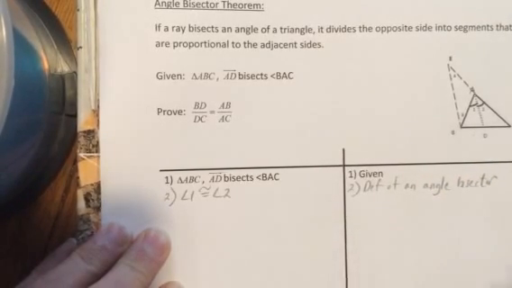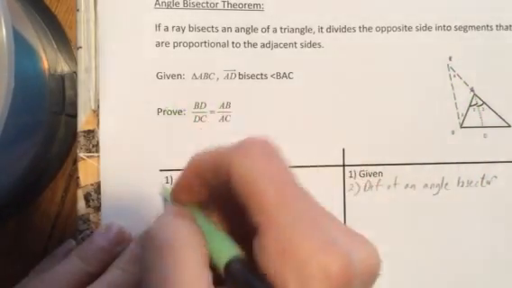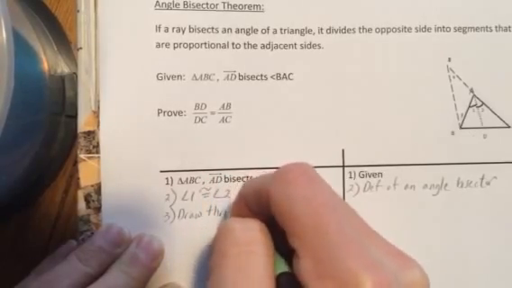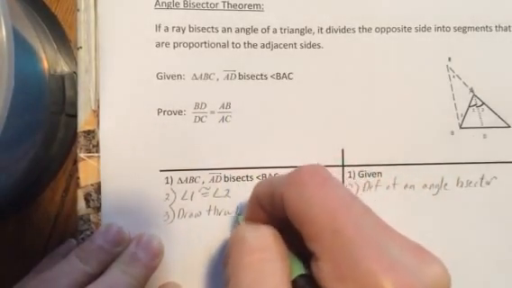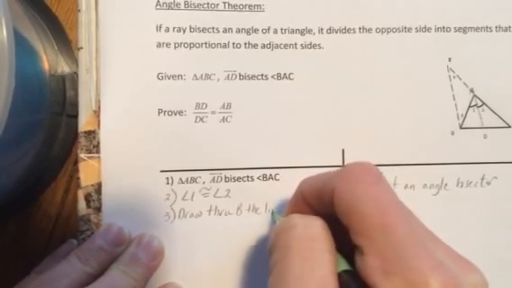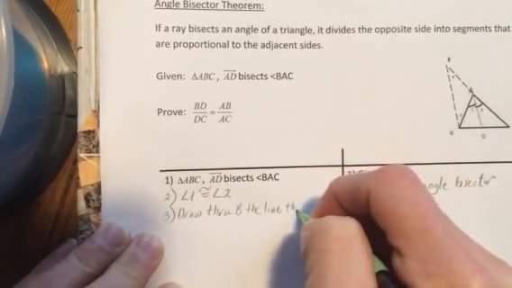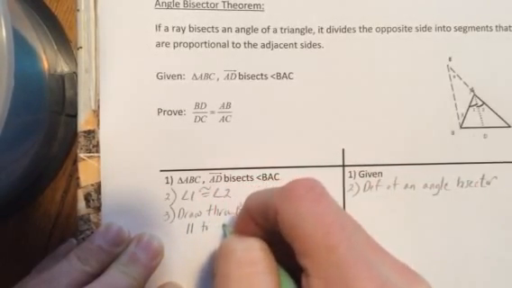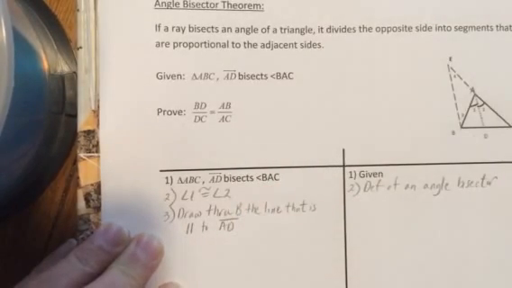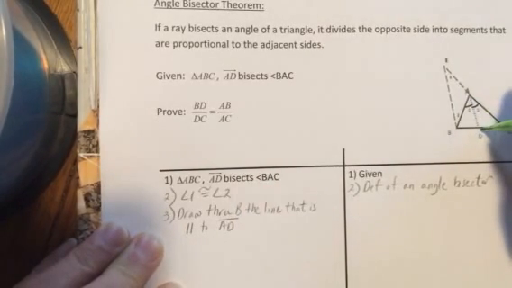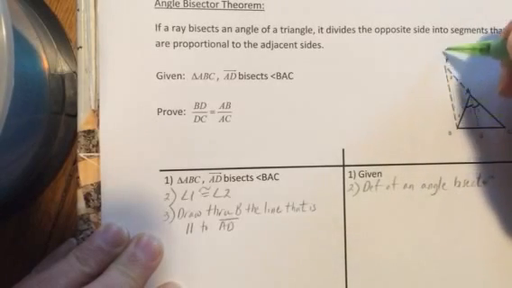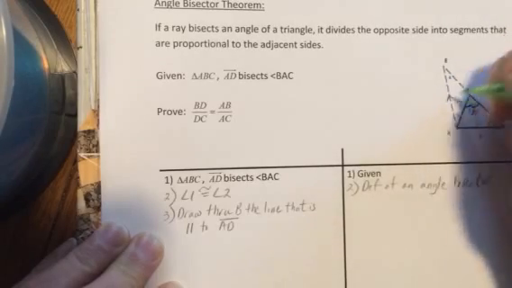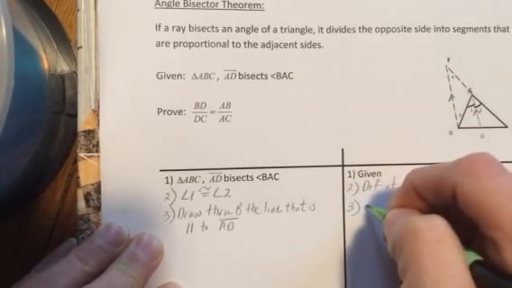Okay. Now you can see that there are some dashed lines here. So what we're going to do in step 3 is we're going to say draw, through point B, the line that is parallel to segment AD. Okay? So here's segment AD, and we're going to draw a line through point B that's parallel to it. So I'm going to mark these with parallel marks. And the reason for that is the parallel postulate.